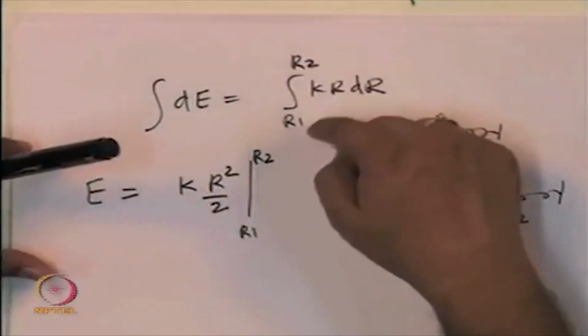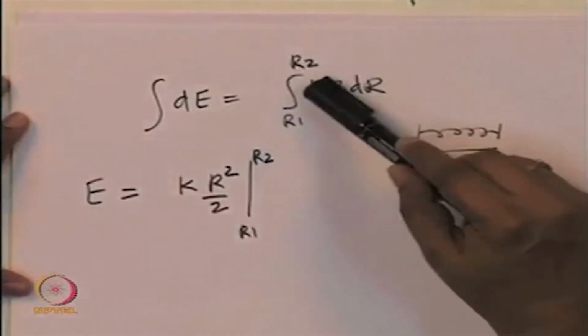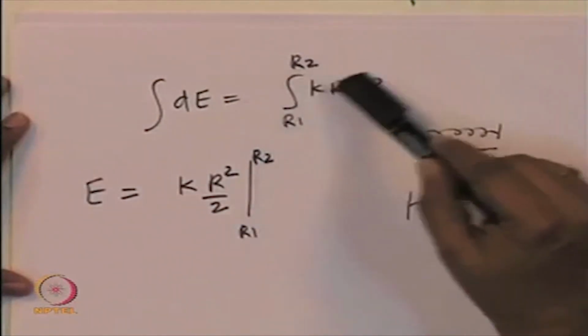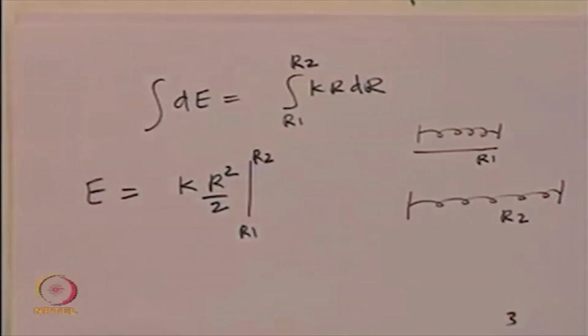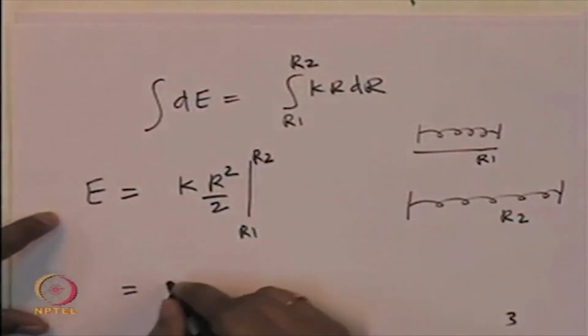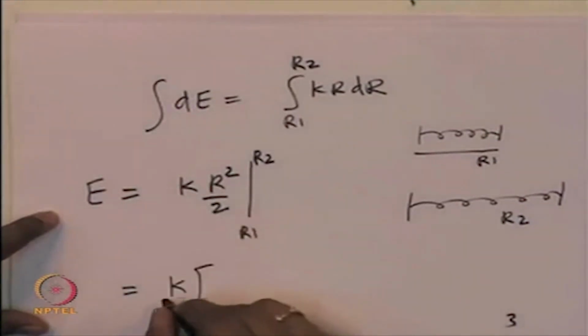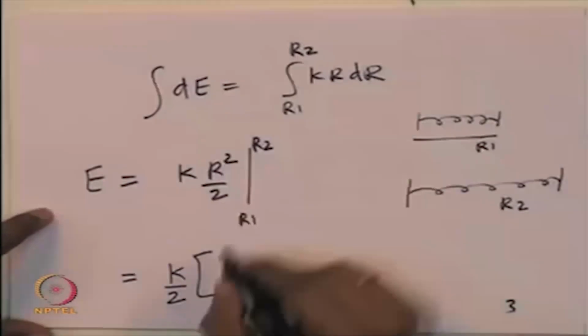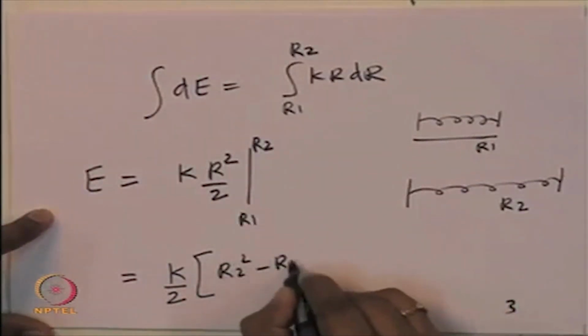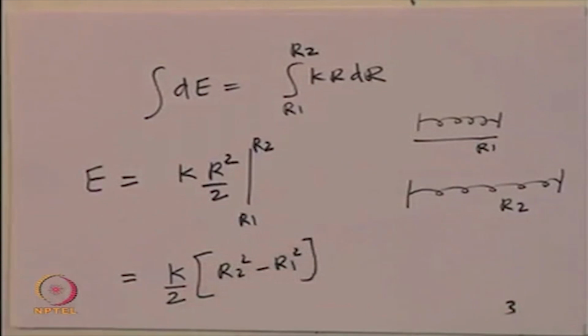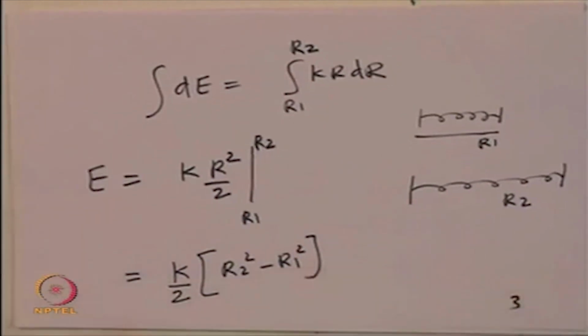This is the integration with the limits r1 and r2. The integral of kr dr is kr square by 2, and you have to apply these limits. The way of applying limits, as you learned, is that k into, so this 2 is also a constant, so I can take this 2 out. Basically r2 square minus r1 square. So this is the energy needed to pull a spring from r1 to r2. If this is r1, this is r2, the energy needed is k by 2 into r2 square minus r1 square. So this is the answer.